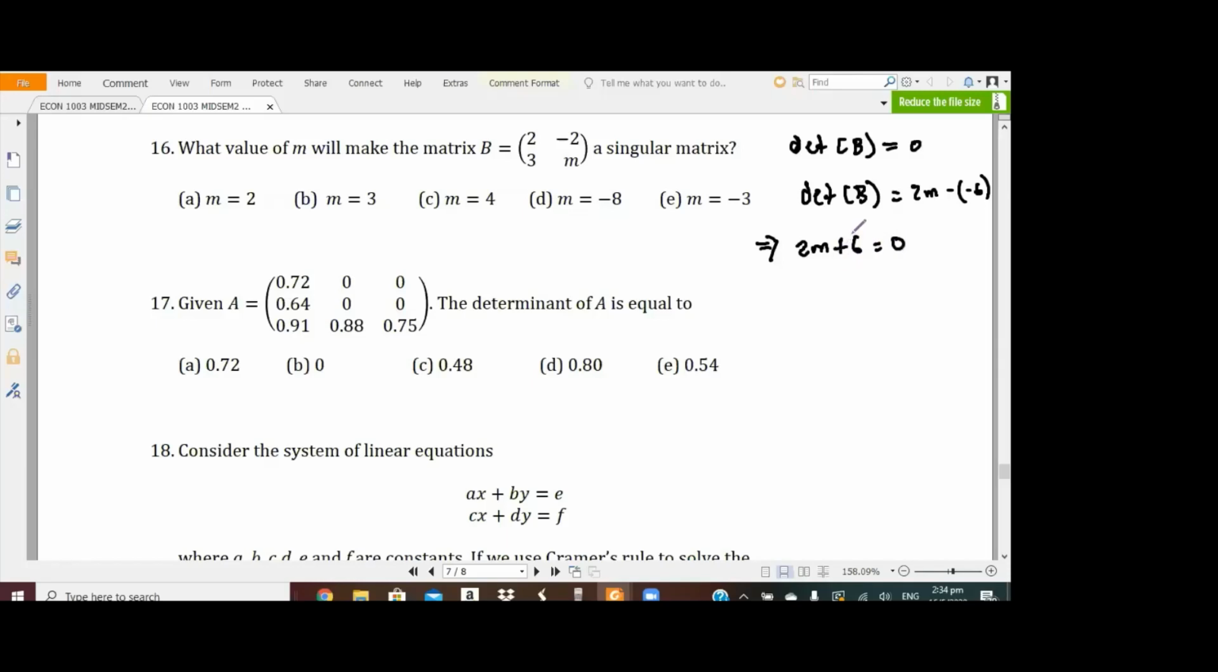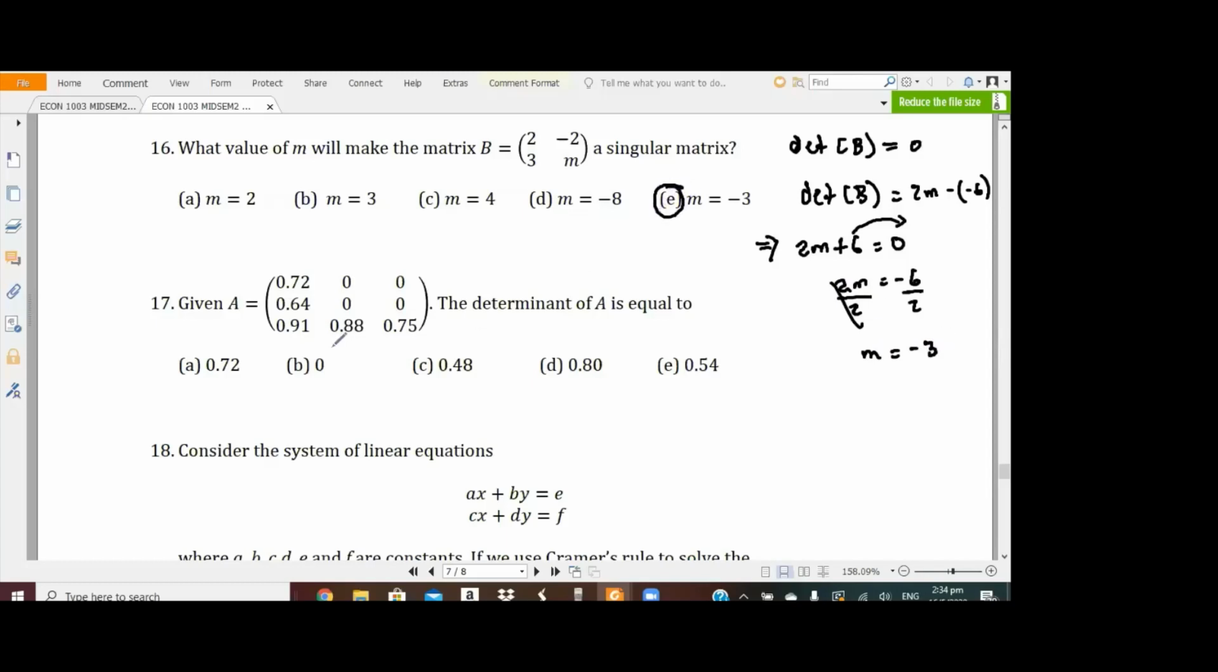So to solve for this, I need to carry the numbers on one side. So that gives me now 2m is equal to -6. Solving for m, what I'll do is divide both sides by 2. I'll now get that m is actually equal to -3. So this here is the answer.